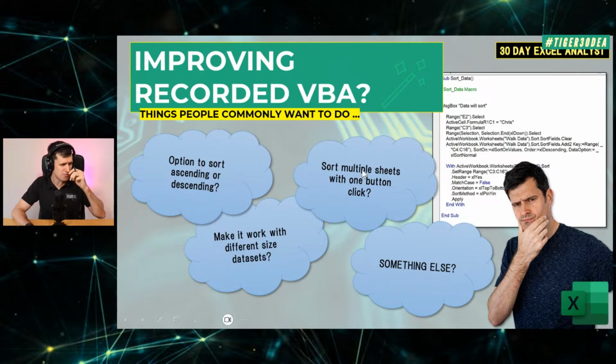What about this? Could we sort multiple sheets with one button click? So we've got a single sheet of data at the moment. What if we had 2, 3, 4 sheets of data? Could we loop through those sheets and do it at a single button click? So there are some examples of the kind of things that we want to do with our sort code.